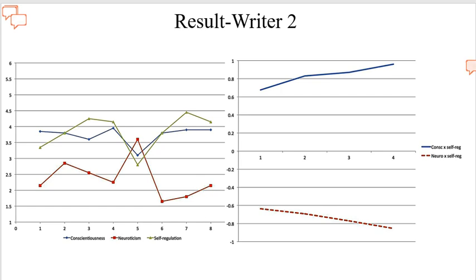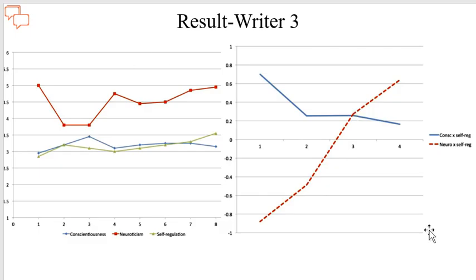So in a word, apart from a temporal decrease in SRC co-occurring with an increase in neuroticism, writer 2 was conscientious and had gradually increasing SRC. These two variables were consistently in a supportive relationship.